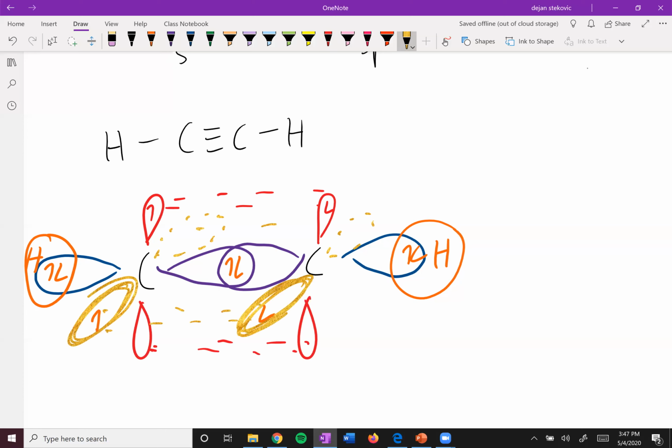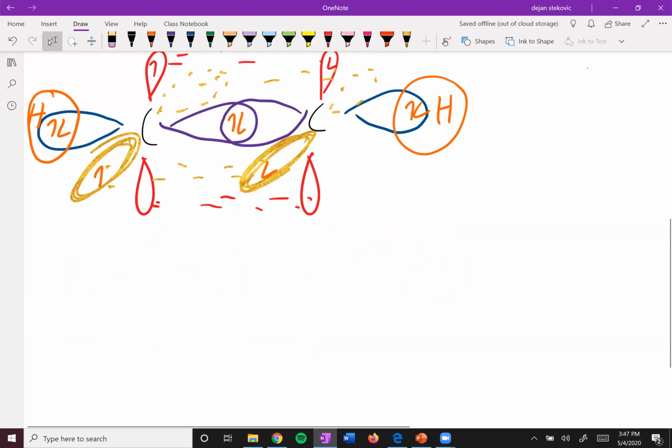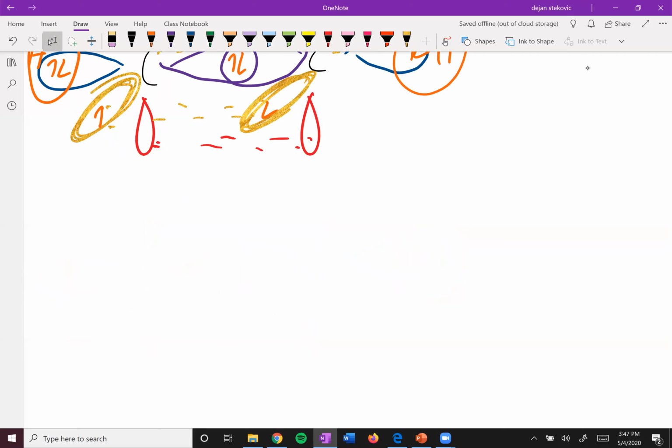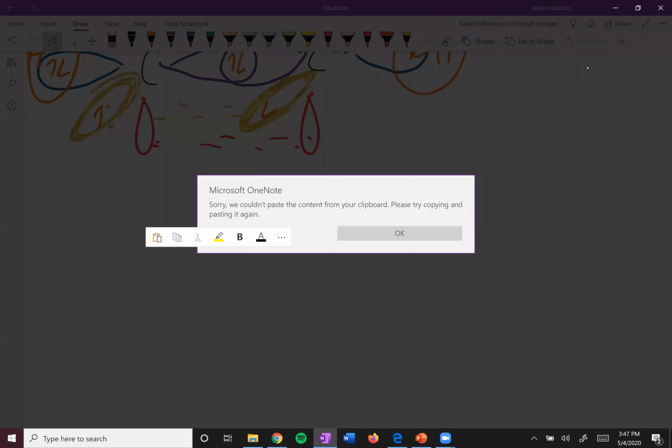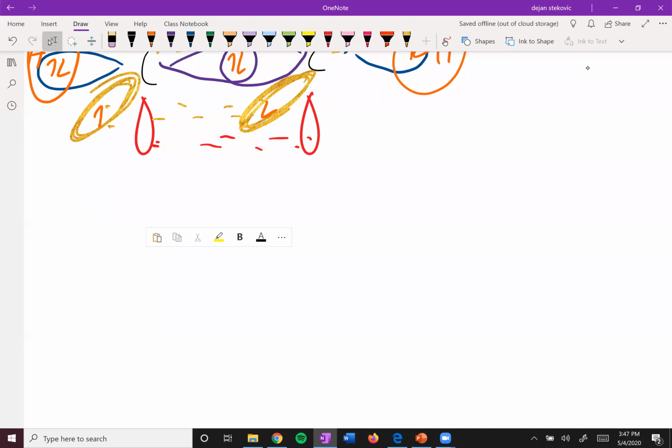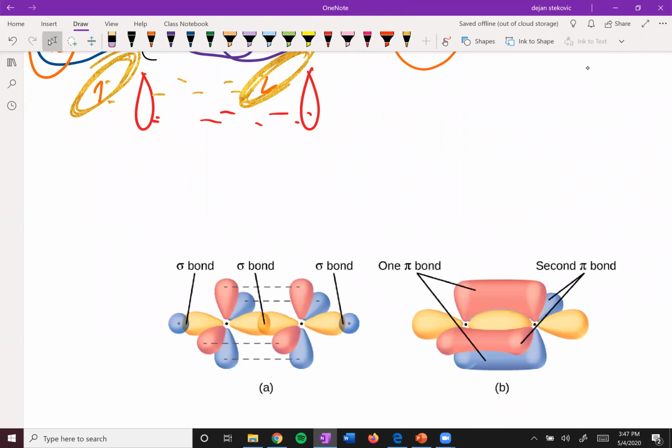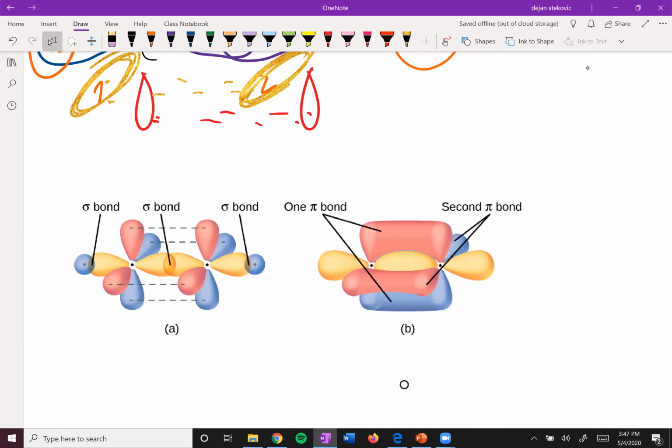So a triple bond is made out of one sigma bond and two pi bonds. And so it gets a little cluttered there. So here's a little diagram of that. On the left, you see the three sigma bonds, right? 1, 2, 3. And then on the right, you see the two additional pi bonds made from the unhybridized orbitals.